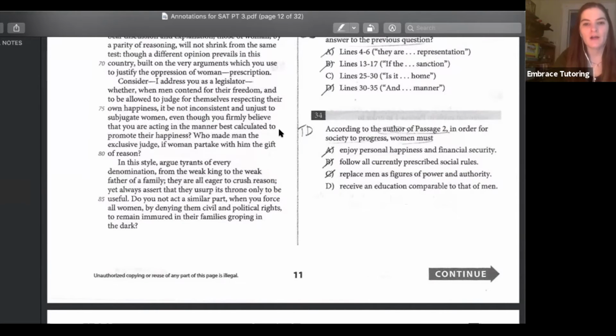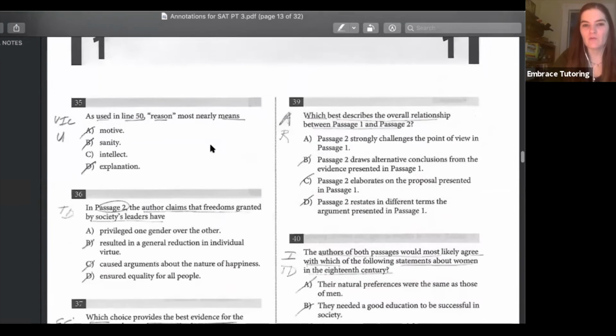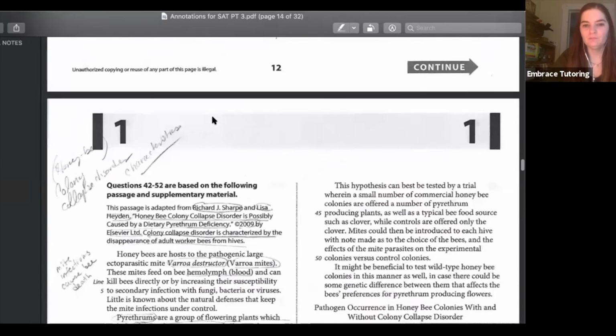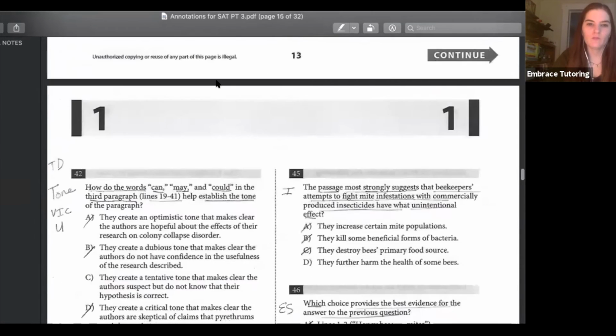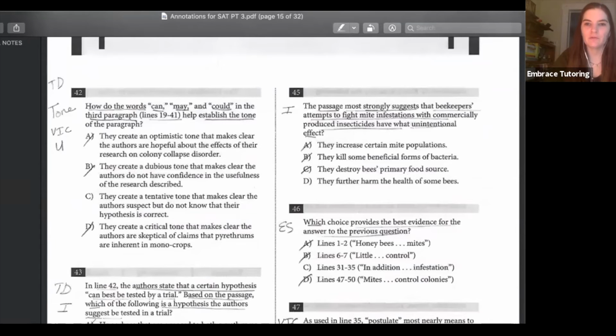Okay. All right. Any other questions on the reading passage, or can we move on? Did that clarify for those of you who found that particular passage confusing?